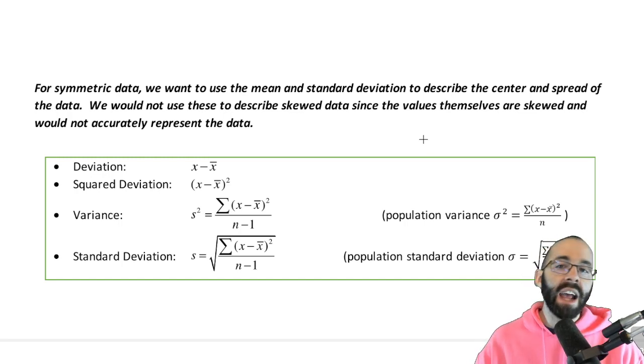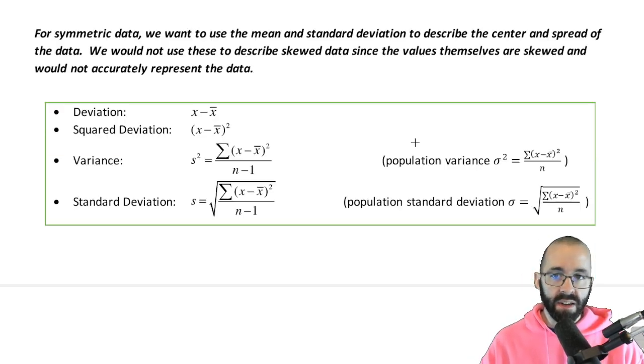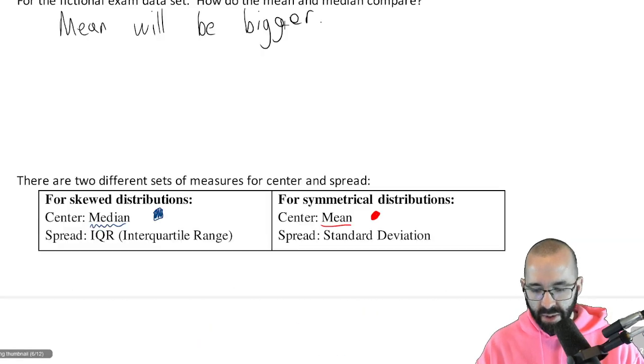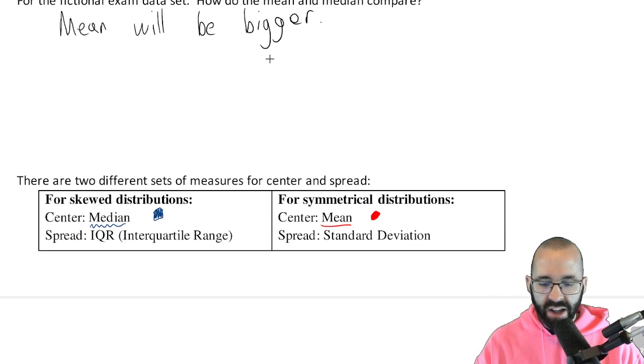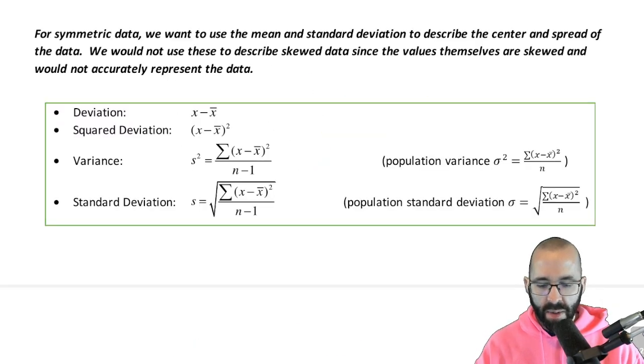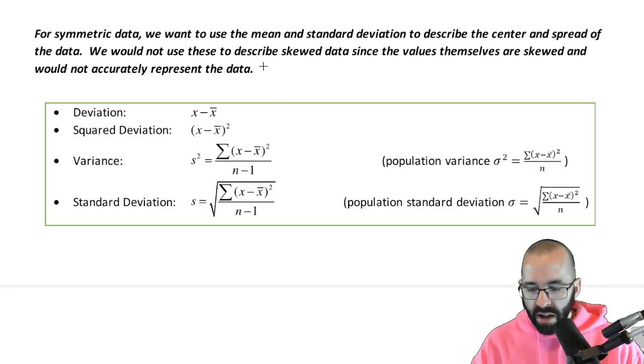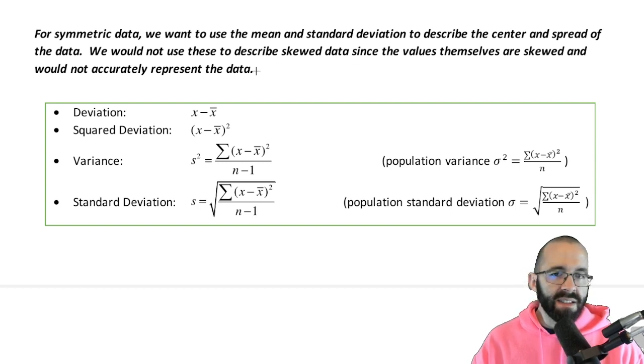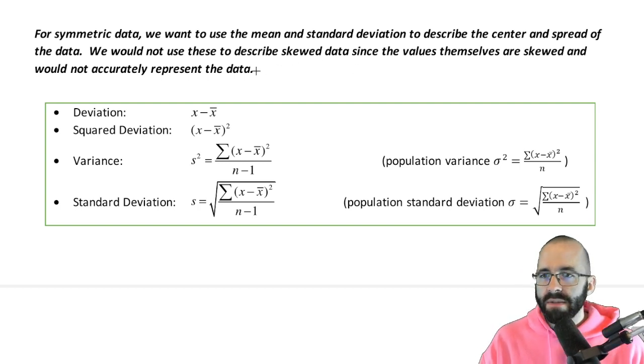Okay. I want to end with a small summary. Remember that for symmetric data, we want mean and standard deviation to decide center and spread. That table that we got back here. And then skewed will be median and IQR. We haven't talked about IQR yet. So remember that. And skewed data messes up the mean and messes up the standard deviation.